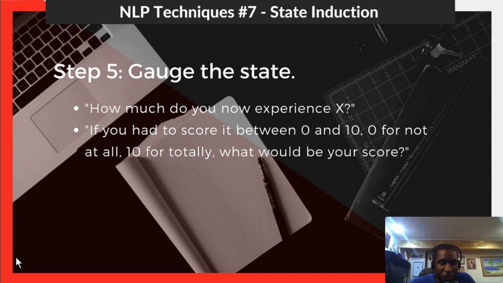Now, step number 5 is you want to gauge the state. You want to ask them, how much do you now experience X, X being the state? If they had a score between 0 and 10, 0 for not at all and 10 for totally, what would be the score? How much do they really experience that state?